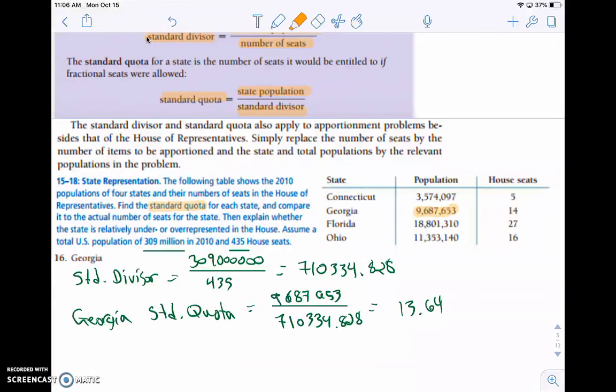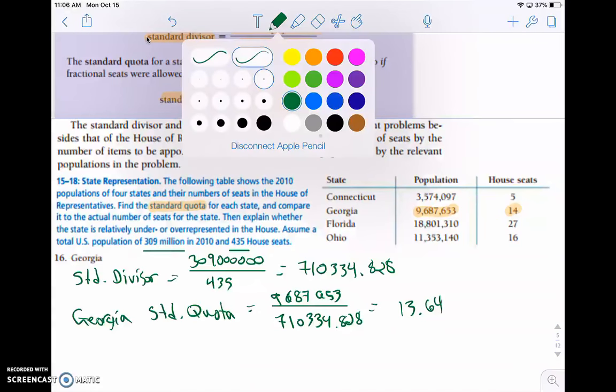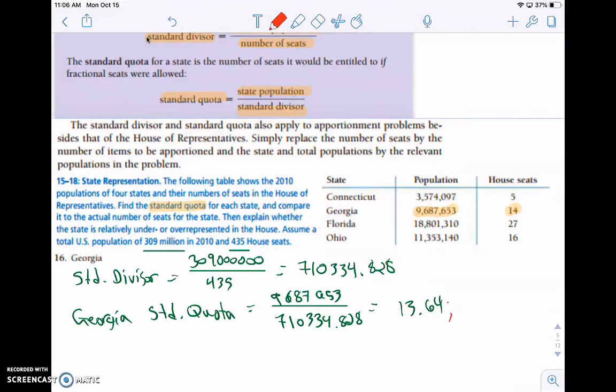But if we look here, the number of seats they have in the House is actually 14. So they were able to get rounded up. So in terms of their representation, they are actually overrepresented because their standard quota was 13.64, but they were able to, in this allocation apportionment, get 14 House of Representatives seats. So they're a little bit over-representative.